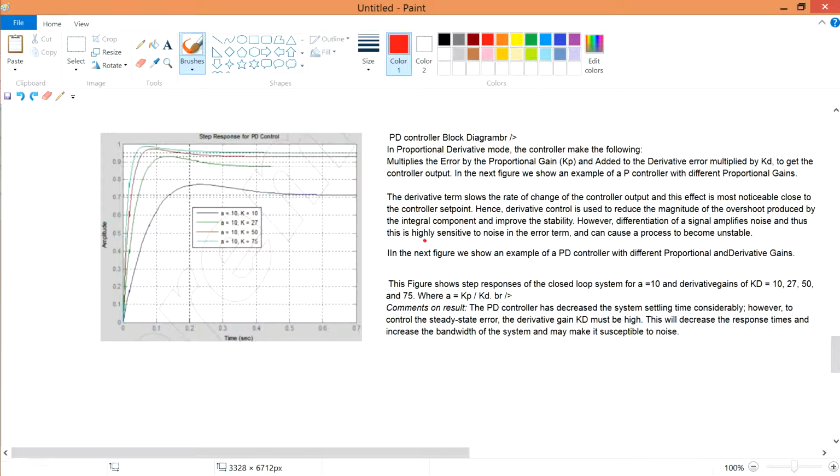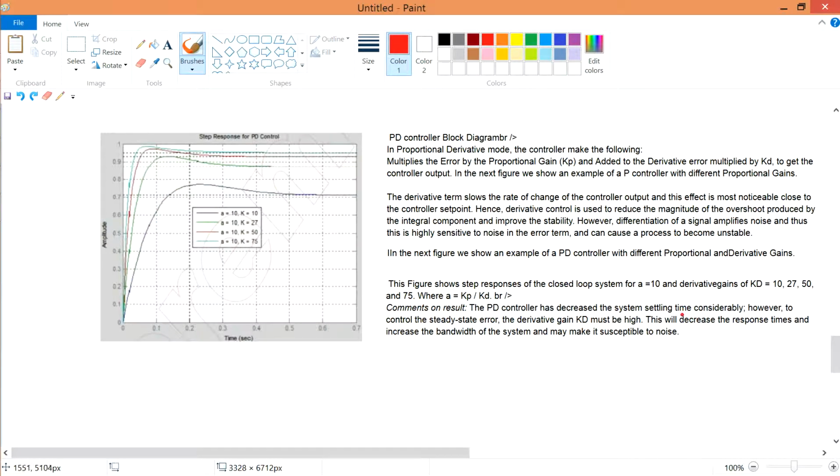So this differentiation part is highly sensitive to noise in the error term, right? And can become unstable, alright. And also your PD controller can decrease the settling time, so you take less time to actually settle down, because it just goes straight away to whatever your gain is, and that's it.